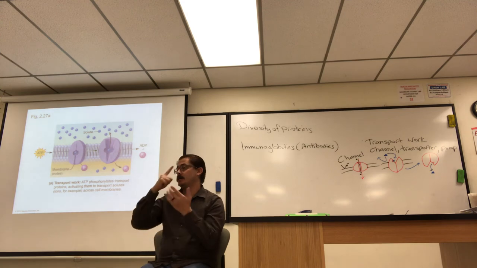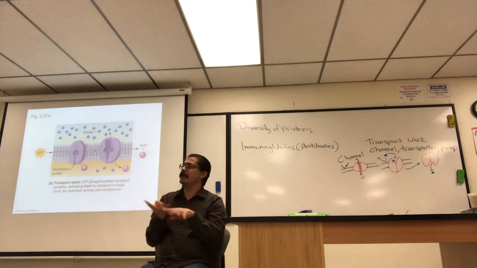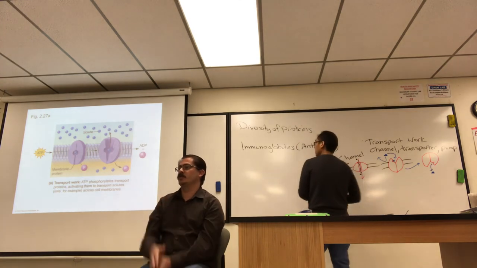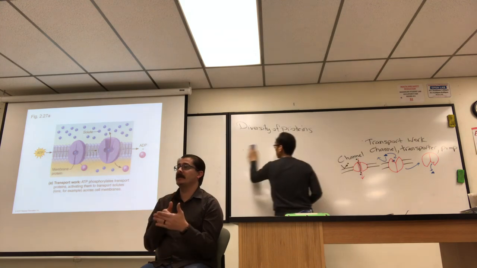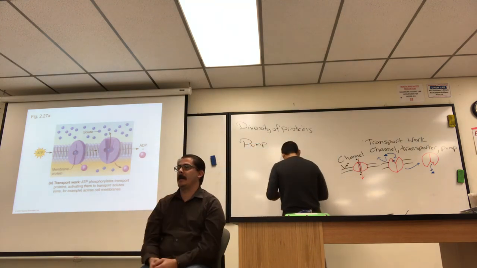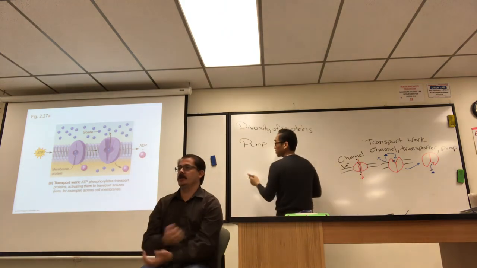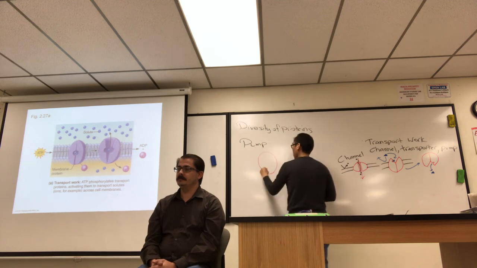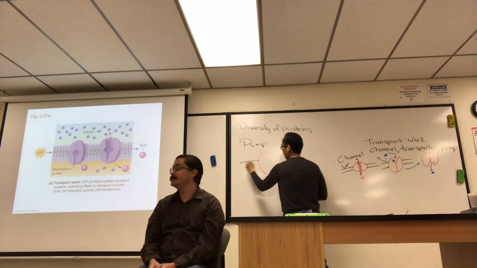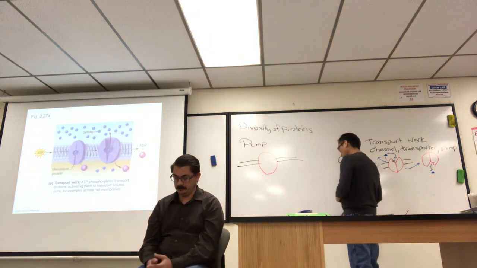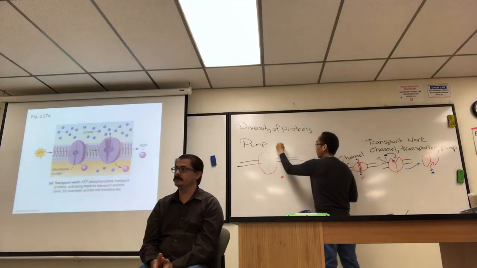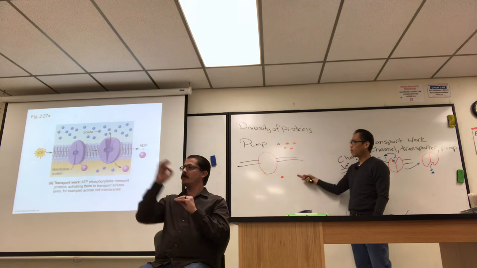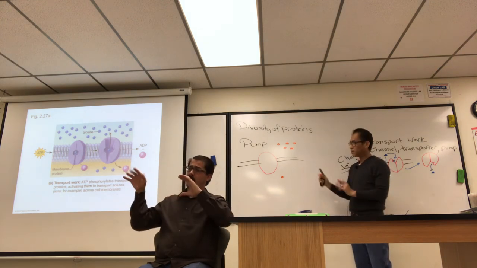However, sometimes cells want to work against the gradient. To do that, you need to expend energy. And that's when the word pump is used. Pump implies expending energy. So that's what's kind of shown here. This is a pump. Just draw it as a circle. Let's say you're trying to move the orange ball outside, on top here. There's more on the outside. Normally things go from high to low, but if you want to pump it from low to high against the gradient, the cell needs to expend energy to do it.